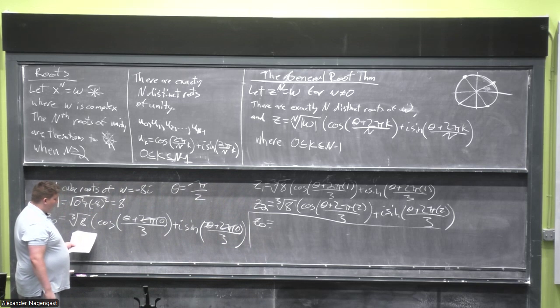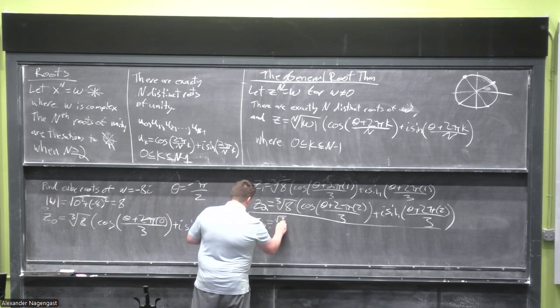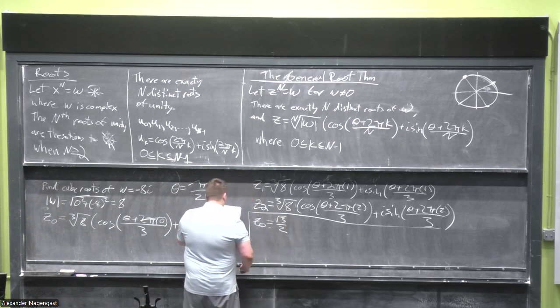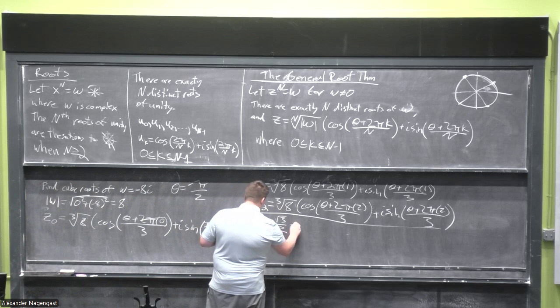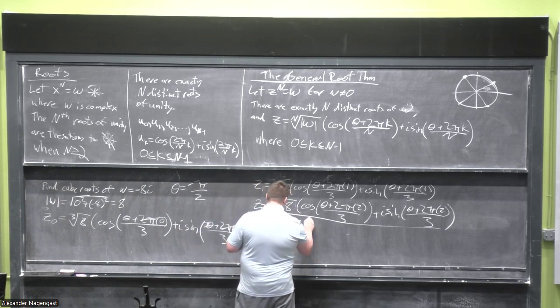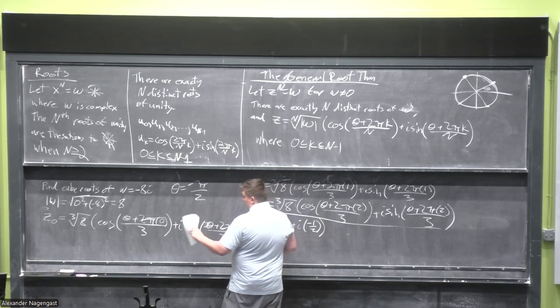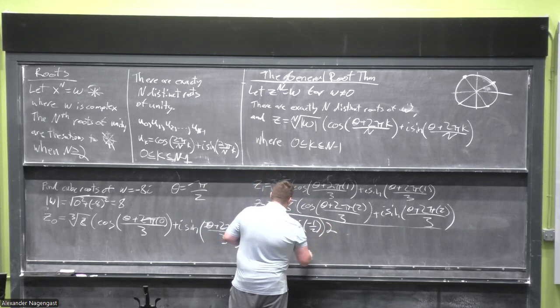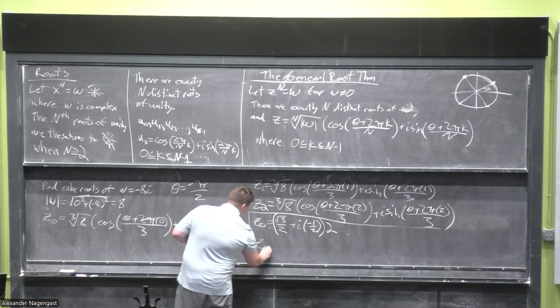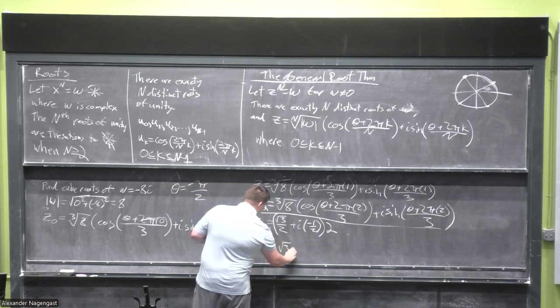So we have cosine of negative pi over 6, which is square root 3 over 2, plus I times the sine of negative pi over 6, which is negative 1/2. And we can't forget about the cubic root of 8, which is 2. So we end up getting that z naught equals square root 3 minus I.